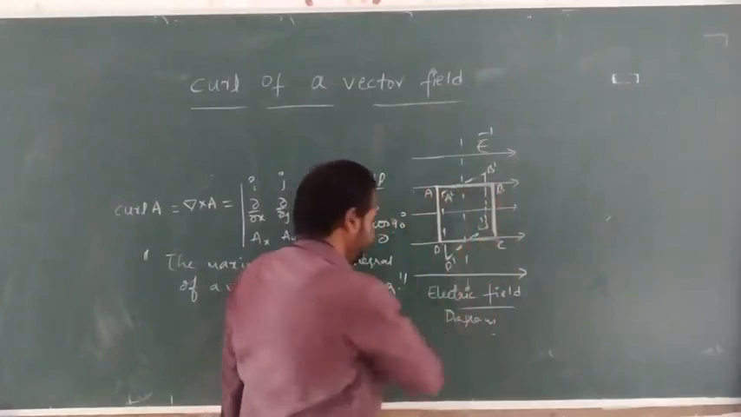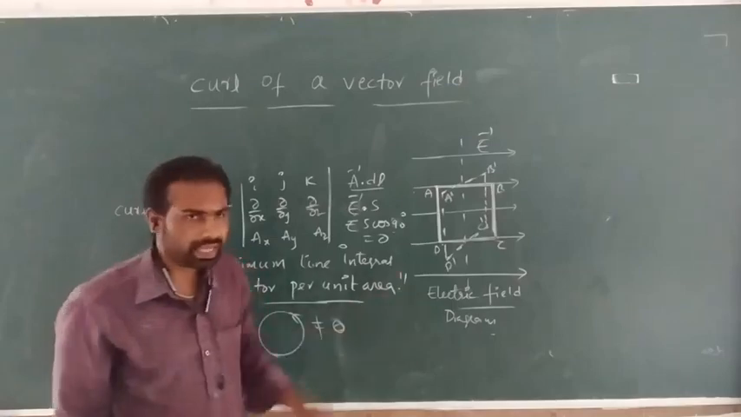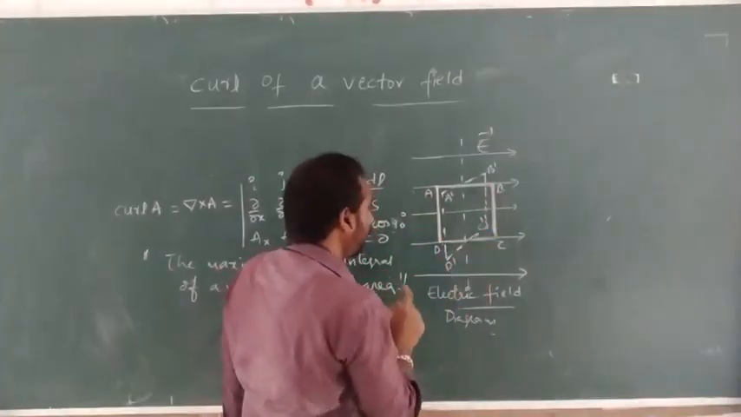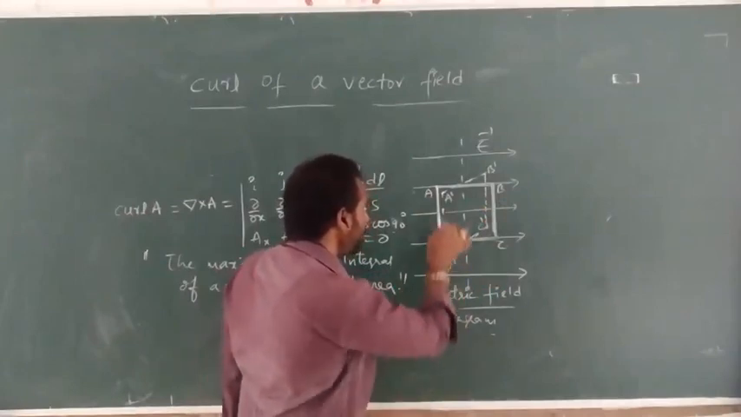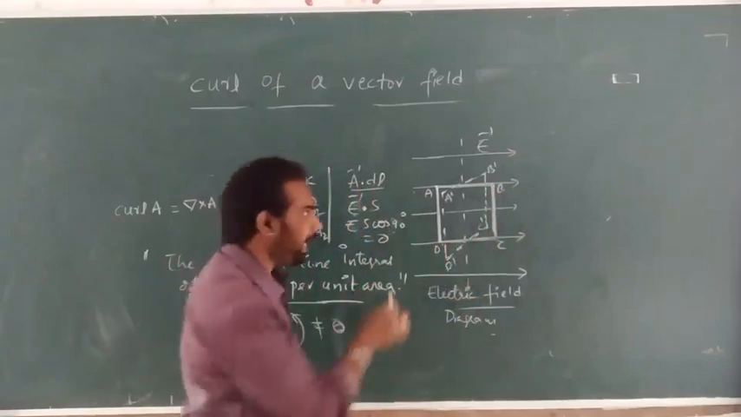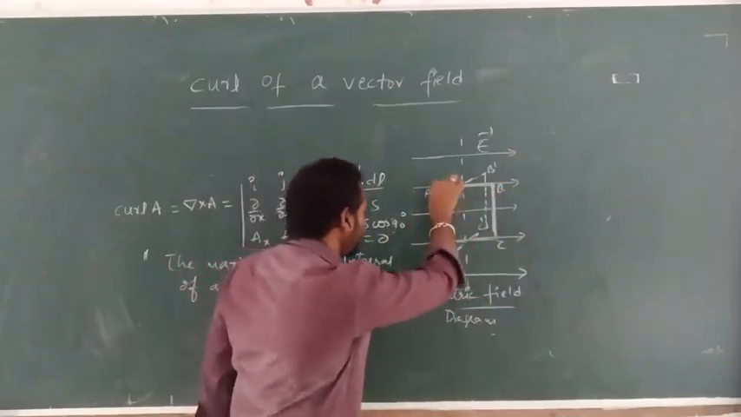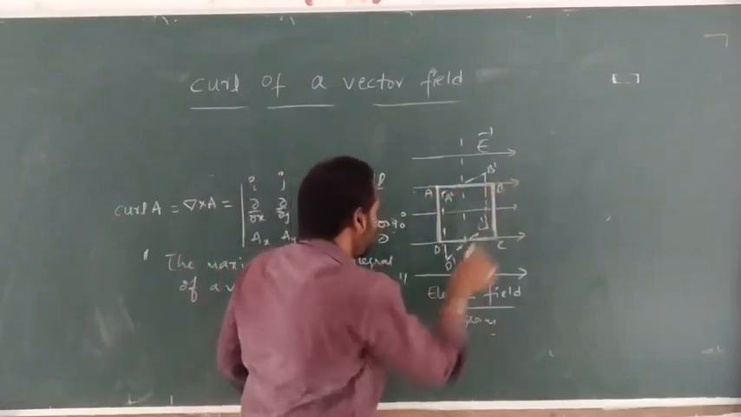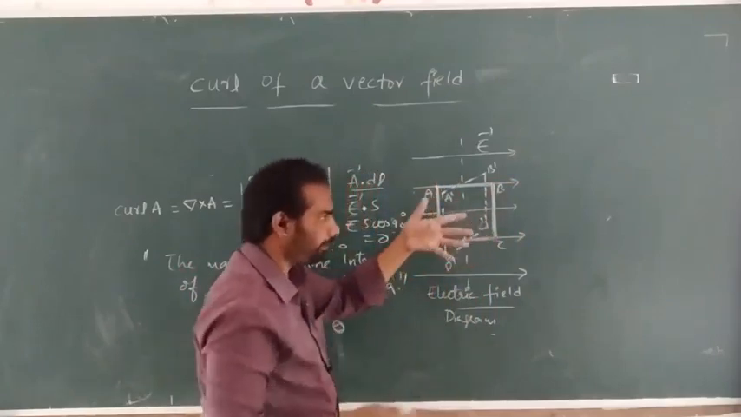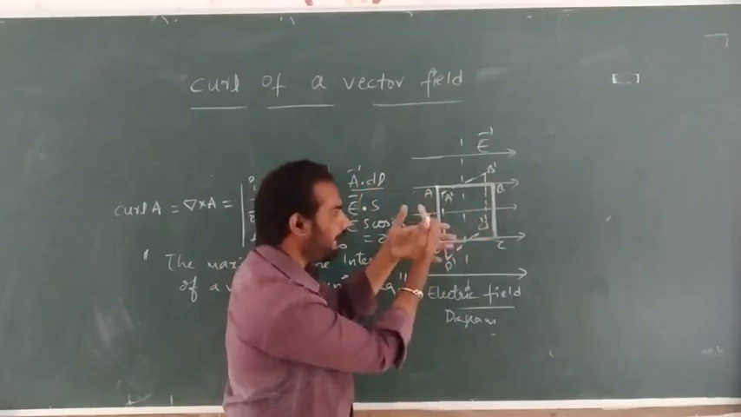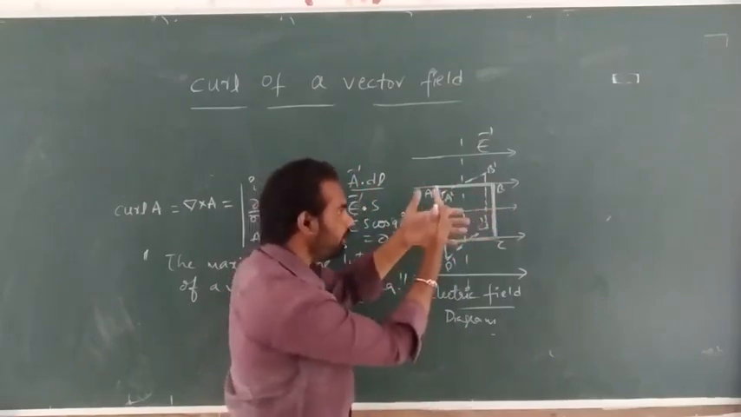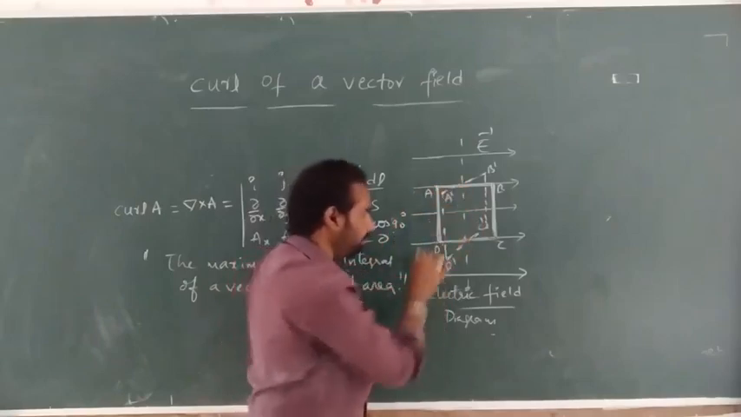A, B, C, D. In this case, if you consider the surface A, B, C, D, see, how are the sides AD and BC? The sides AD and BC are perpendicular to the electric field, isn't it? AD is like this. This is the direction of the electric field. This is the direction of AD.